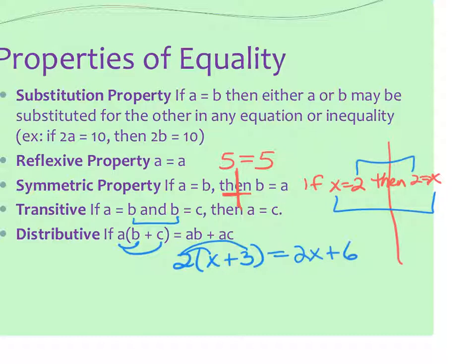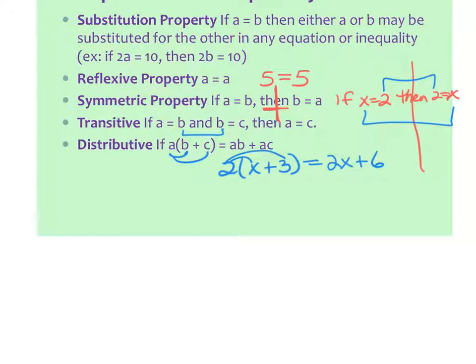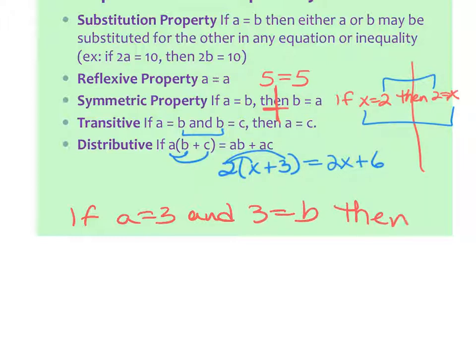Okay? So for example, an example of transitive would be something like this. Let's say I have if A equals 3 and 3 equals B, then I could conclude that A equals B. Notice again you got these overlapping. That's your transitive property. So transitive property, you need 3 pieces. 2 at the beginning and then 1 to come to your conclusion. So again, transitive is like the syllogism law.